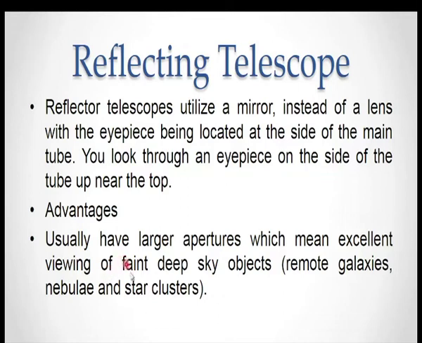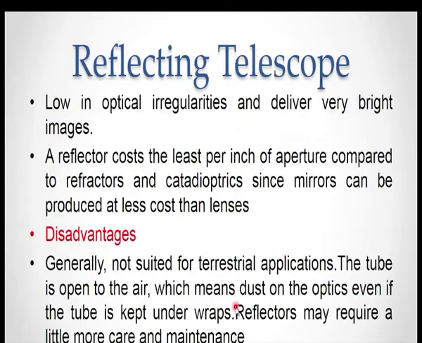Then coming to the advantages of this reflecting telescope, they usually have larger apertures, which means excellent viewing of faint deep sky objects like remote galaxies, nebulae and star clusters. They are low in optical irregularities and deliver very bright images. Then a reflector costs the least per inch of aperture compared to refractors and catadioptrics, since mirrors can be produced at less cost than lenses.